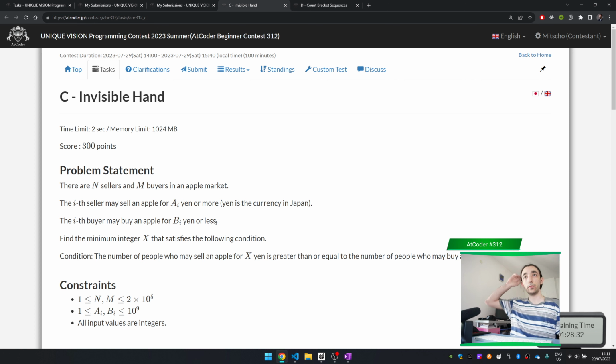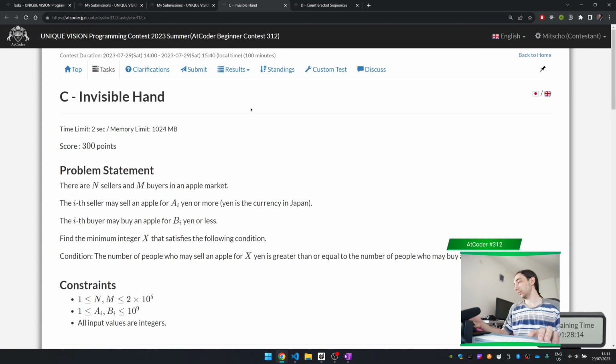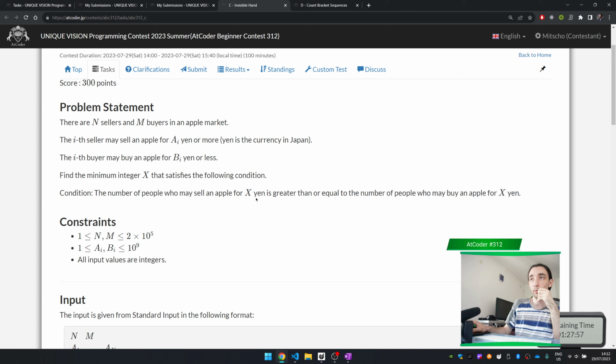Okay, see, there are N sellers and M buyers in an apple market. The ith seller may sell an apple for A_i yen or more. The ith buyer may buy an apple for B_i yen or less. Okay, find the minimum integer X satisfying the condition that the number of people who may sell an apple for X yen is greater than or equal to the number of people who may buy.